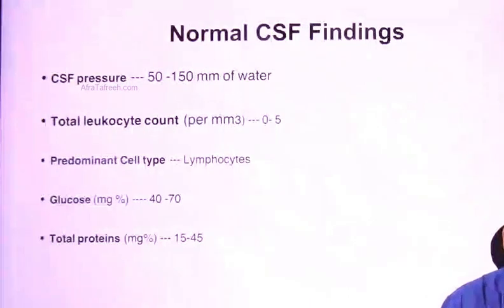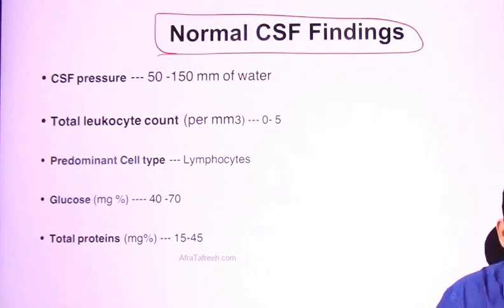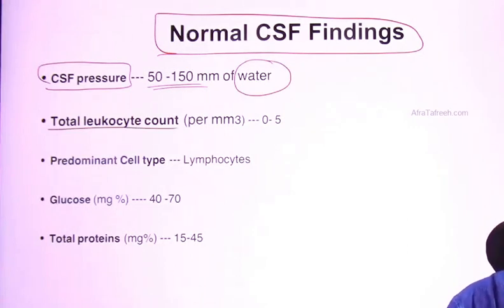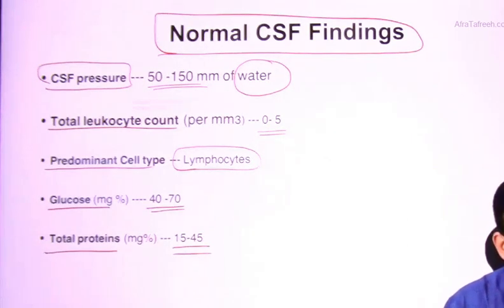Now coming to the important aspect: what are the normal CSF findings. First of all, we should know this, then only can we say what is increased and what is decreased. The CSF pressure is 50 to 150 mm of water. Remember guys, this is water. Then the total leukocyte count per mm cube can be 0 to 5, hardly 0 or maximum 5. The predominant cell type is lymphocytes. Glucose is 40 to 70 milligram percent, and total proteins 15 to 45 milligram percent.